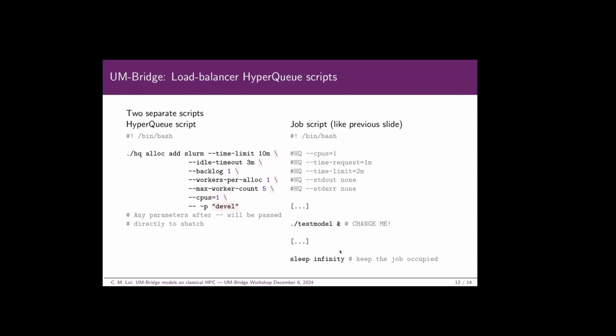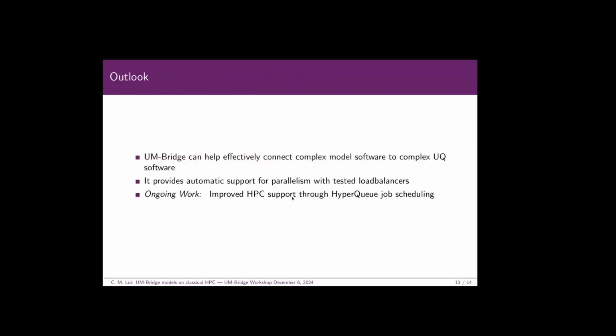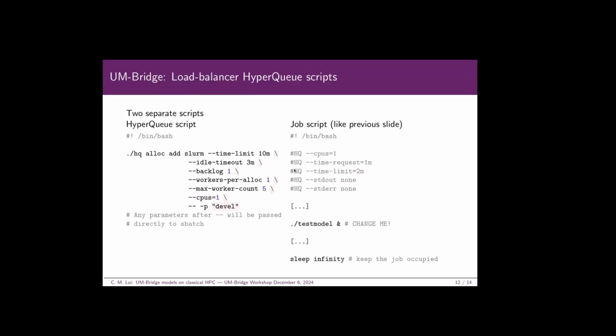So this is the job script where you specify your Umbridge model. And notice how the Slurm sbatch keyword has been replaced with hypercube. It's basically the hypercube equivalent of the Slurm keywords. But again, what you mostly need to worry about is changing this line to your Umbridge model server.